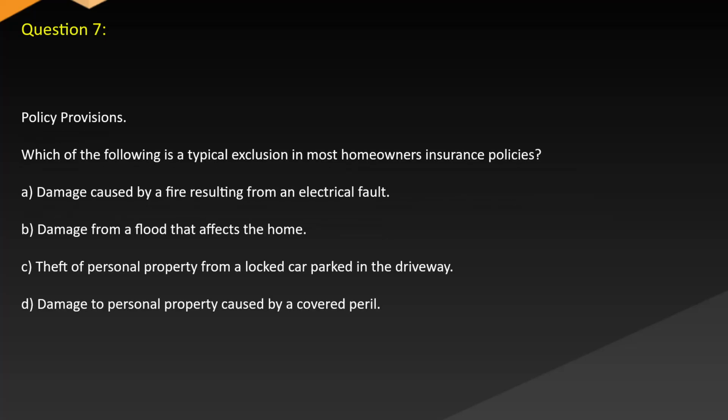Question 7. Policy provisions. Which of the following is a typical exclusion in most homeowners insurance policies? A. Damage caused by a fire resulting from an electrical fault. B. Damage from a flood that affects the home. C. Theft of personal property from a locked car parked in the driveway. D. Damage to personal property caused by a covered peril.